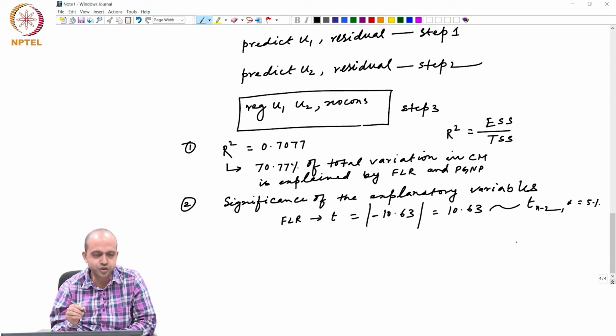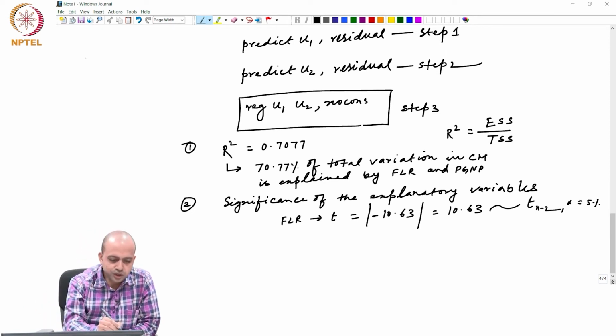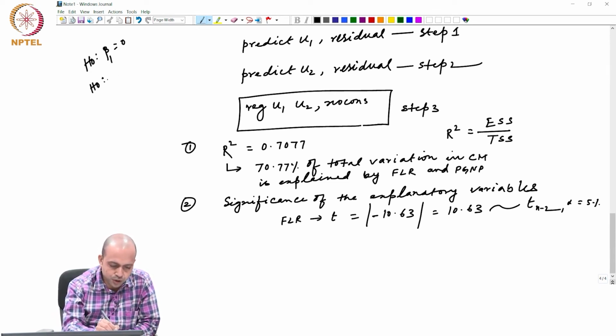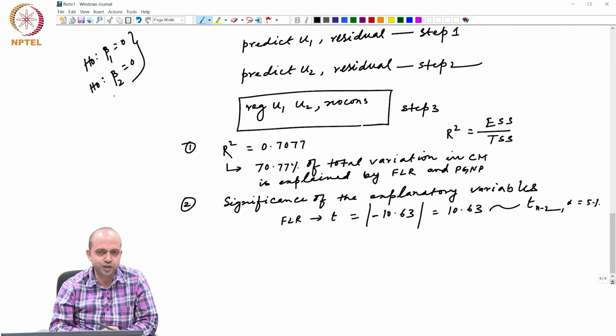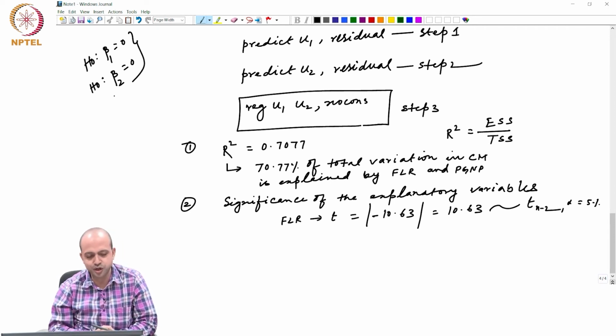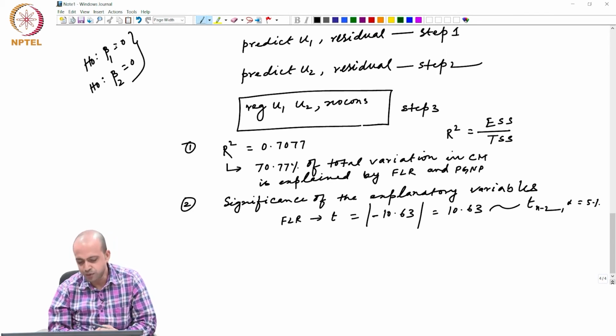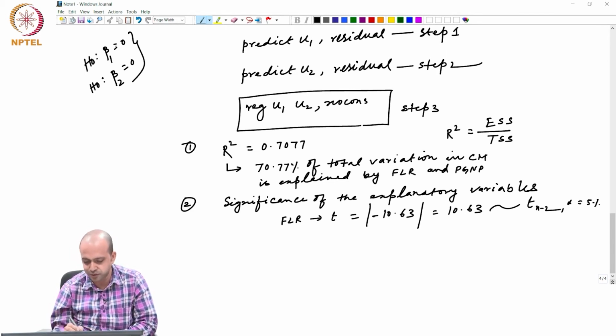What was our null hypothesis? Here we can say that we have two null hypotheses. First one is beta 1 equals 0, and second null hypothesis is beta 2 equals 0. These are the two null hypotheses. So, that means neither FLR nor PGNP has any impact on child mortality rate. If this is greater than this, then we have to reject the null. We have to say that yes, FLR has significant impact on child mortality rate. This is by level of significance approach.